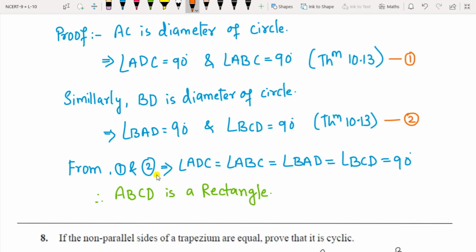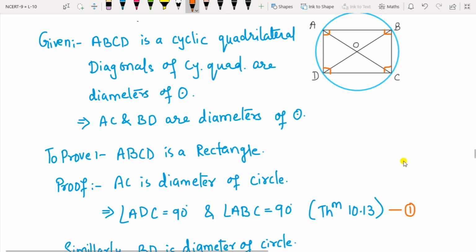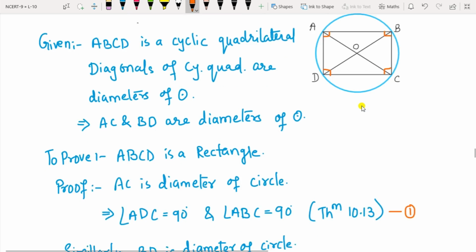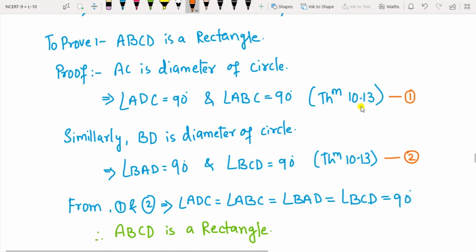Therefore, from 1 and 2 we can say that all the angles are equal to 90 degrees, and therefore a quadrilateral whose all the angles are equal to 90 degrees is a rectangle, and therefore ABCD is a rectangle.